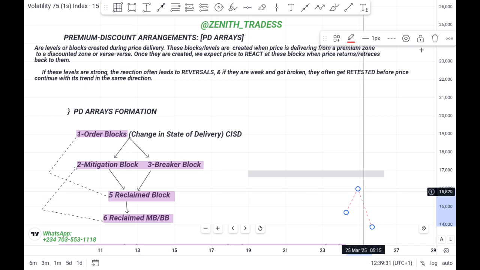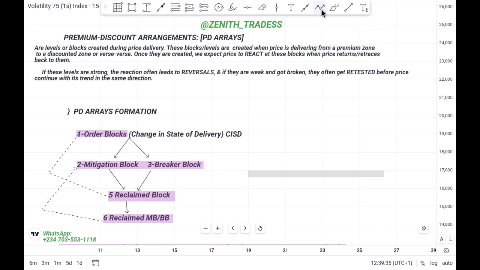That's what we wanted to find out, because a lot of people make this mistake. They will see a mitigation block and refer to it as a breaker block, or they see a breaker block and refer to it as a mitigation block. They are different and they have different purposes. A breaker block supports reversals, whereas a mitigation block supports price continuation.